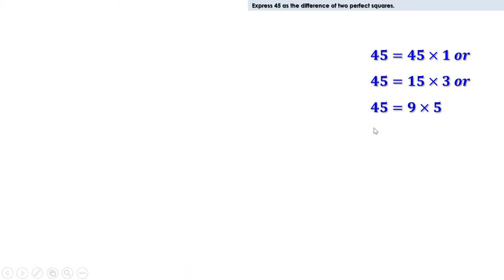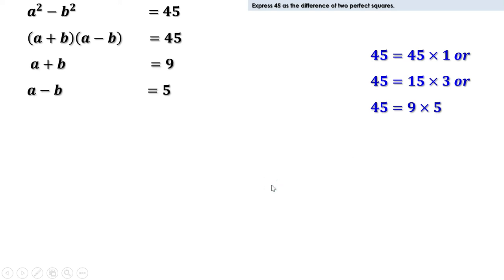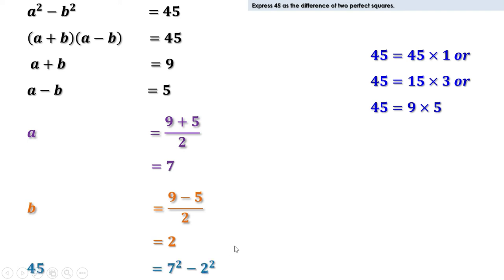We can express 45 as the difference of two perfect squares in another way also. We can take the factors as 9 into 5. Let a square minus b square be equal to 45. That means (a plus b) into (a minus b) is 45. Let us take a plus b as 9 and a minus b as 5. Then a is (9 plus 5) divided by 2. 9 plus 5 is 14. 14 by 2 is 7. B is (9 minus 5) by 2. 9 minus 5 is 4. 4 by 2 is 2. 45 is equal to a square minus b square. A is 7. B is 2. Therefore 45 is equal to 7 square minus 2 square.